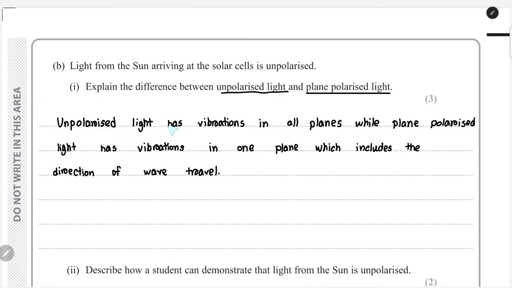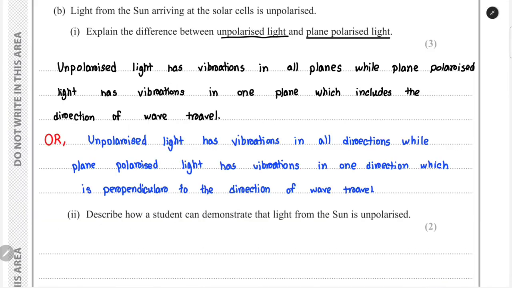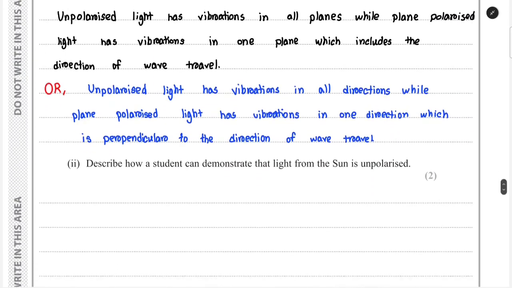We talk about how unpolarized light has vibrations in all planes. Plane polarized light has vibration in one plane, and the plane includes the direction of wave travel, or we can write it in terms of direction. This is the other way we can answer it, using the vibration directions, not the plane. You'll have to remember either one of these, as this is a very common question in your A levels.